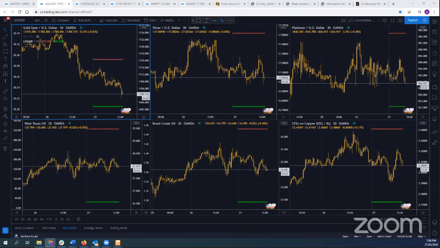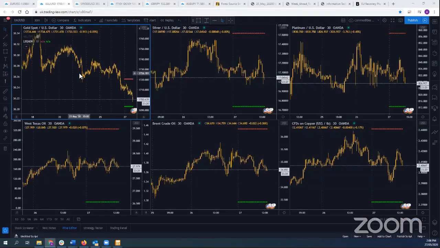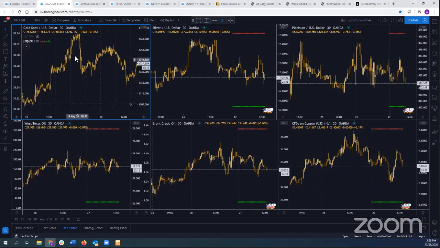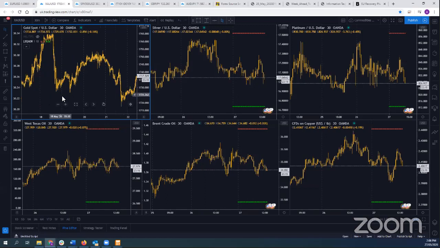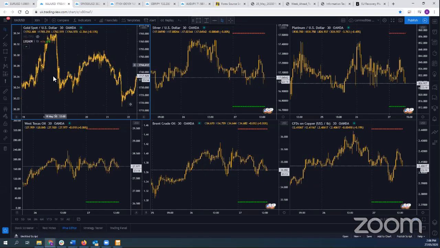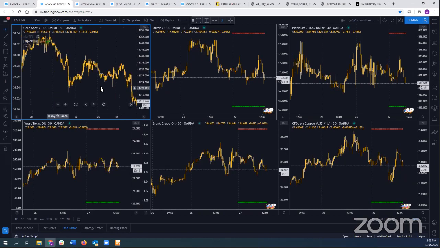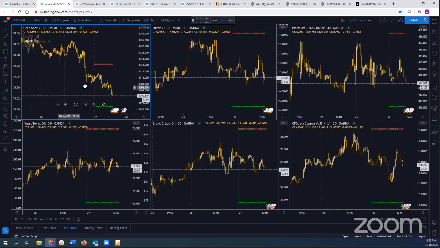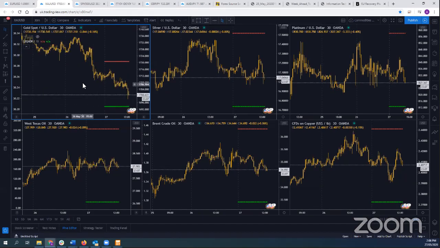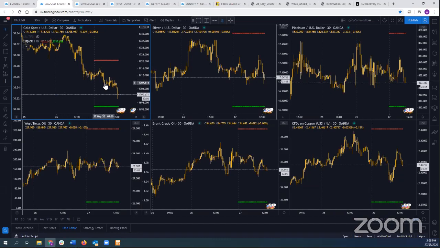We did see a bigger one. When was it? Last week, when we had that big move. On Monday we had that big move to the downside. I think that was on the Moderna news. So you do still get moves with risk flows, but it is going to be more muted with the strong fundamentals currently supporting the gold price.